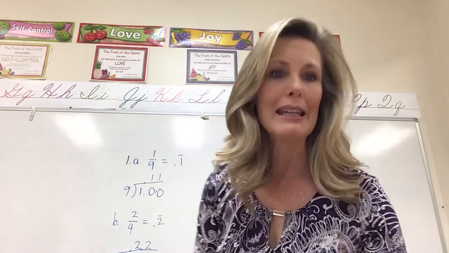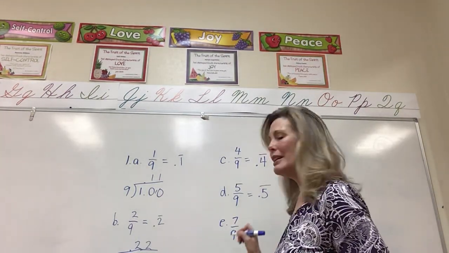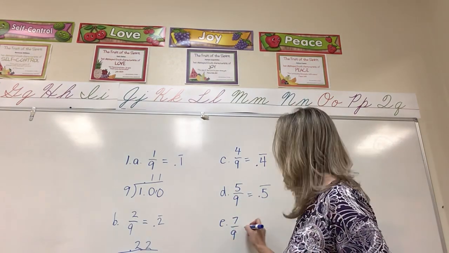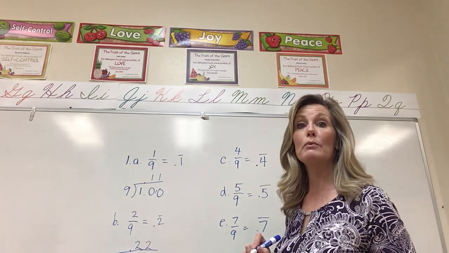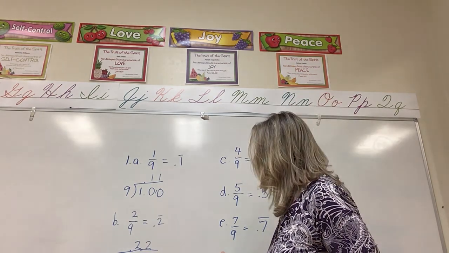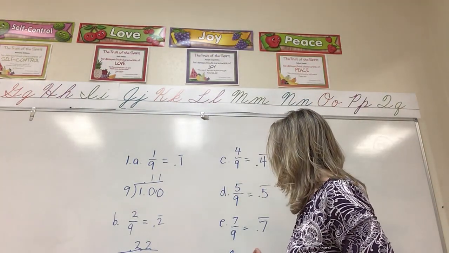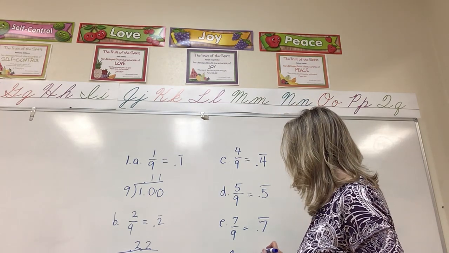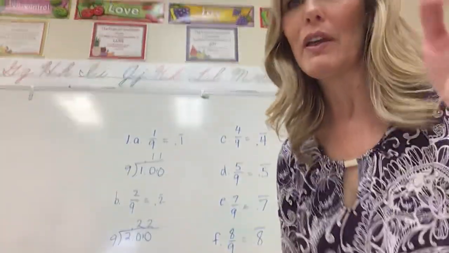Excuse me. What about E? 7/9. Do I need to divide this one? No. It's going to be a 0.7 with a bar over it. And what about F? F is 8/9. What do you think this answer is? Yep. Let's do that so you can see that.